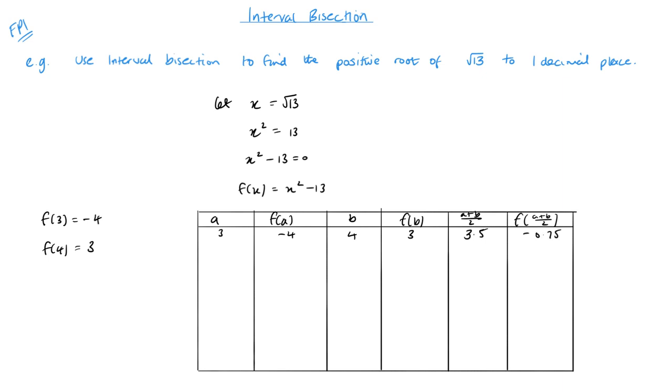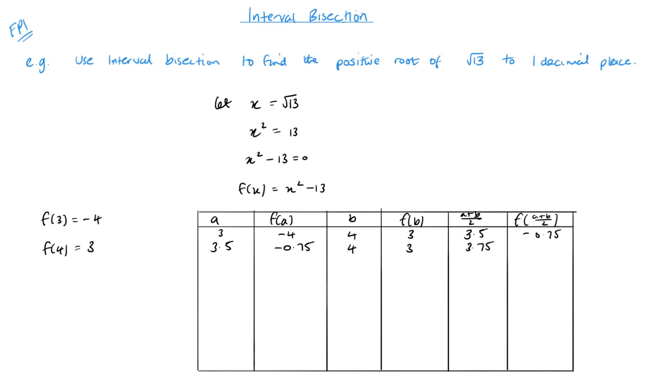That minus means that 3.5 is negative, so I've got to compare it with the value of a or b which would have been positive, the opposite sign. That's the value of b, which is positive. So my answer is going to lie between 3.5 and 4. It wouldn't be 3.5 and 3 because they're both negative, so there's no change of sign there. So 3.5, which gives minus 0.75, and 4, which gives 3. Now I add 3.5 plus 4, divide by 2, and I get 3.75.